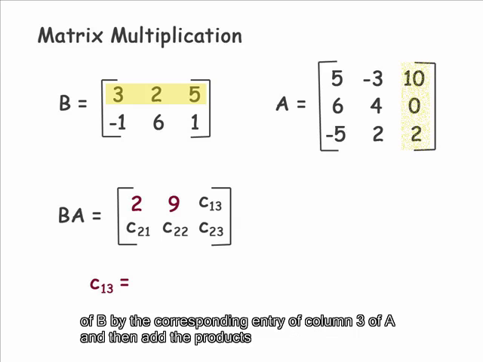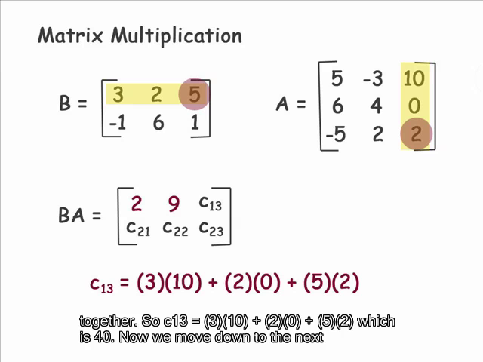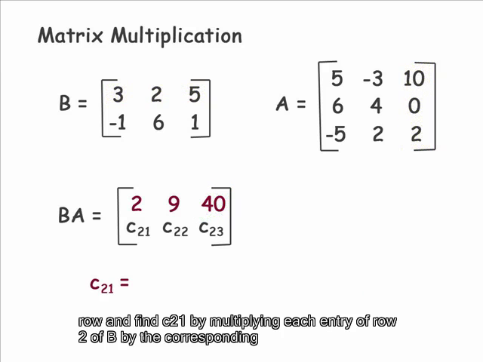To find C sub 1,3, we multiply each entry of row 1 of B by the corresponding entry of column 3 of A, and then add the products together. So C sub 1,3 is equal to 3 times 10 plus 2 times 0 plus 5 times 2, which is 40.